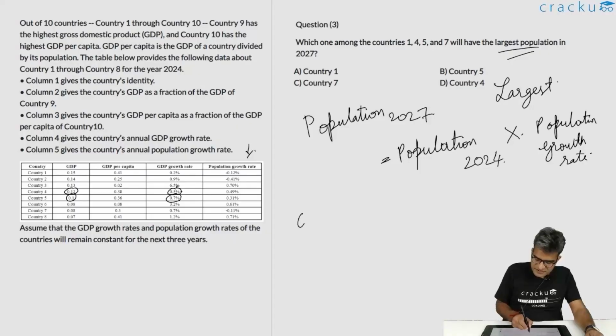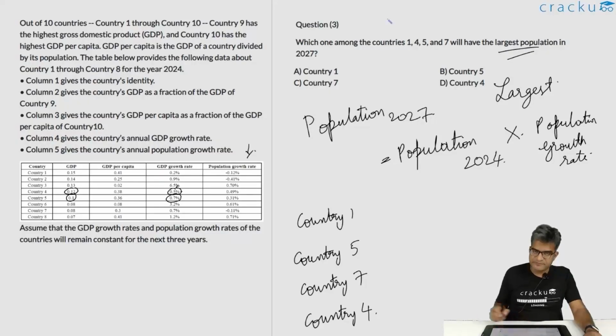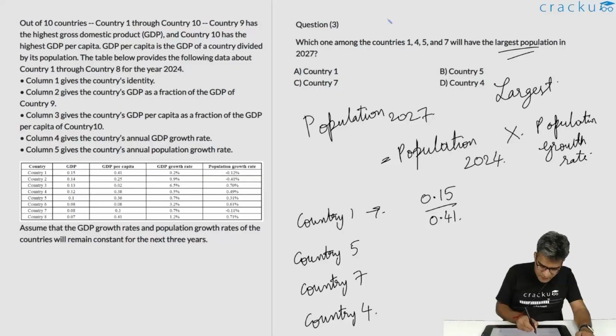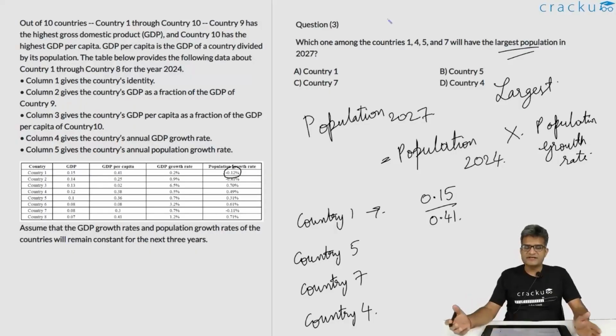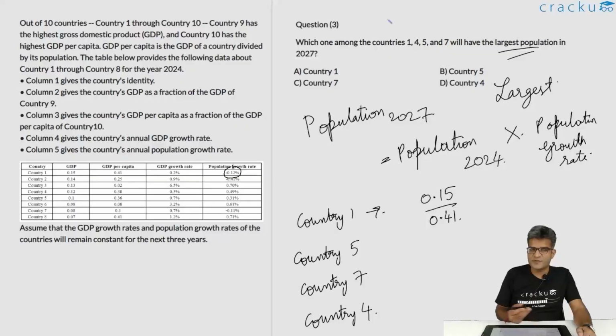What are the 4 options? The first option is country 1. The second option is country 5. The third option is country 7. And the next option is country 4. For country 1, what is the population? The population in 2024 is 0.15 divided by 0.41. What is the population growth rate? Population growth rate, you will realize, is actually very, very small. In any country, the population growth over a few years will not be a lot. It will be very close to actually 0. So, you can reflect it over here also. It is negative 0.12%.